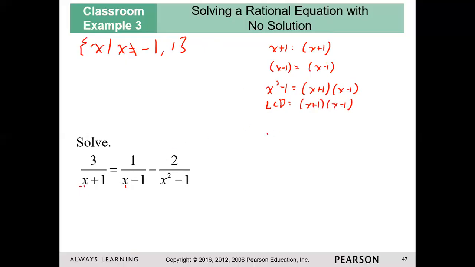And we repeat the process. Let's go ahead and do it again. So we've got our first fraction, which is 3 over x plus 1. When we multiply by our LCD, which is x plus 1, x minus 1, the x plus 1s cancel.